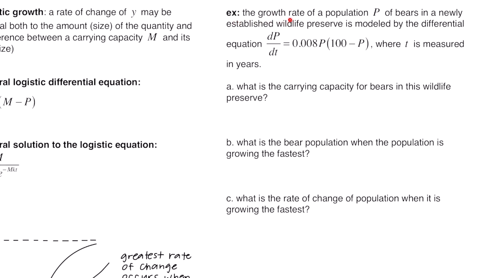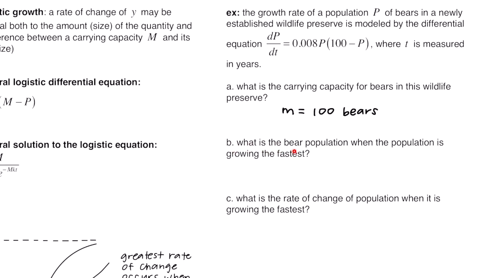This example says the growth rate of a population P of bears in a newly established wildlife preserve is modeled by the differential equation dp/dt equals 0.008p times the quantity 100 minus p, where t is measured in years. Part A says, what is the carrying capacity for bears in this wildlife preserve? Since this logistic differential equation is of the right form, kp times the quantity m minus p, you can see the carrying capacity is right here. So the carrying capacity is 100 bears.